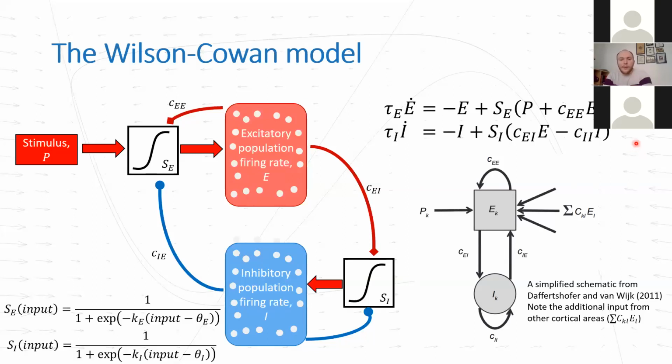So this is the Wilson-Cowan model. It was developed in the 70s and is a really nice two-dimensional, so reasonably simple, reasonably quick to simulate, model of cortical oscillations.